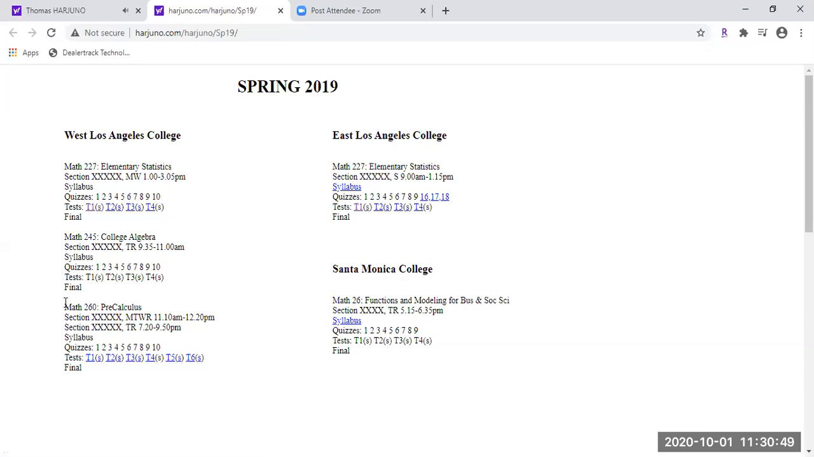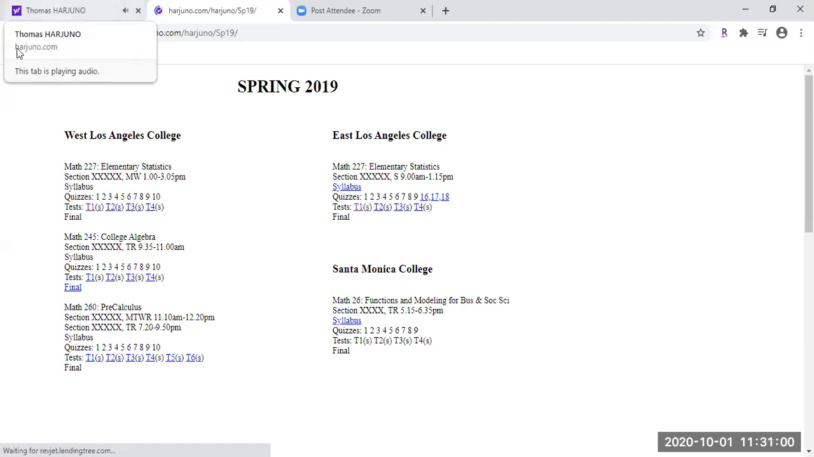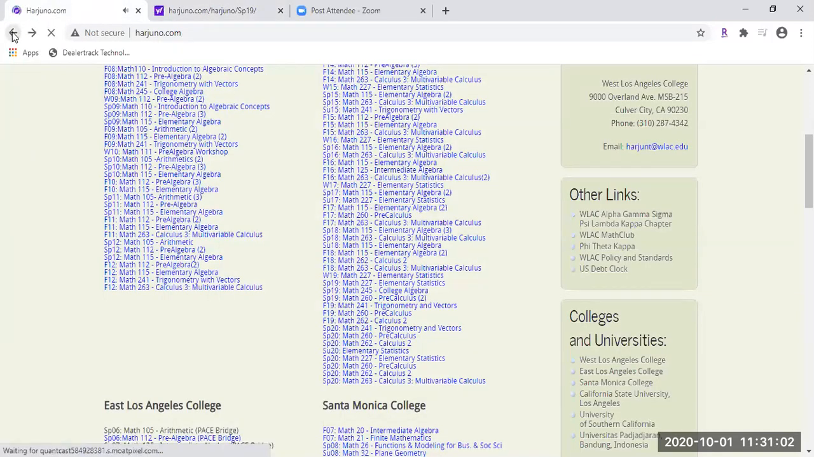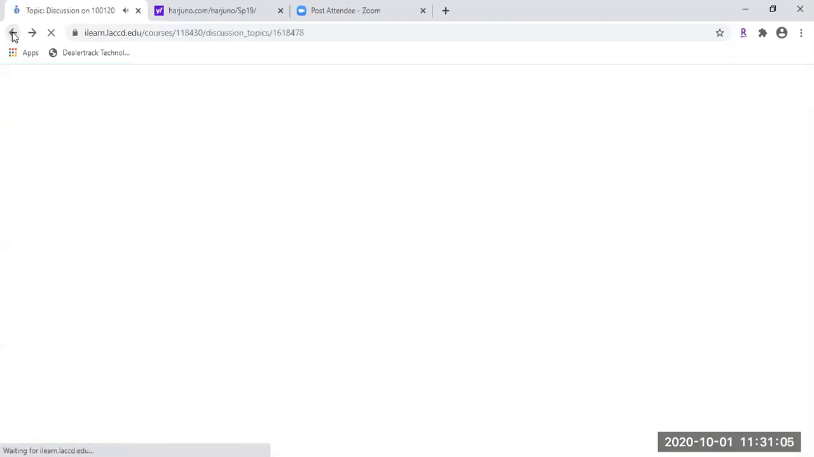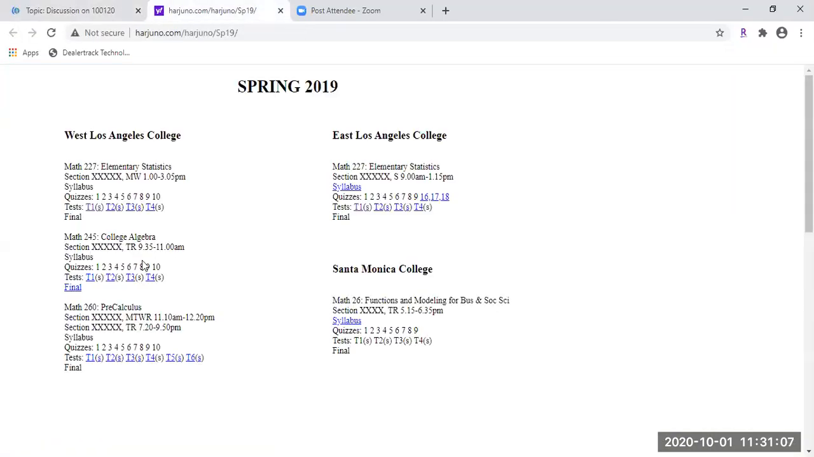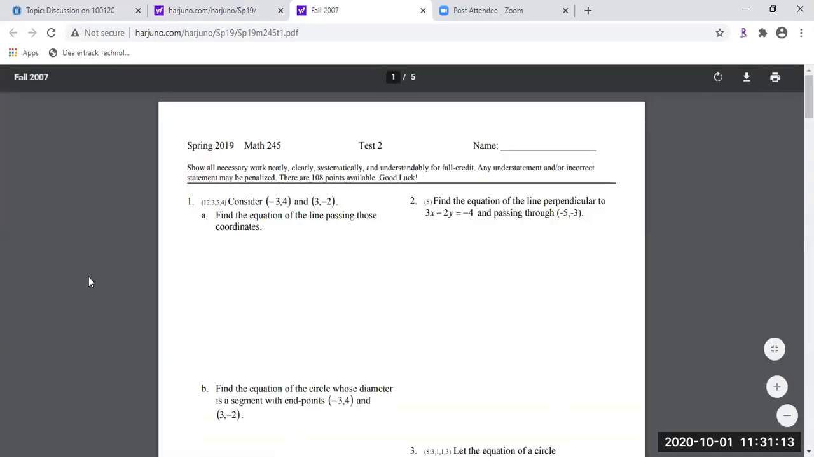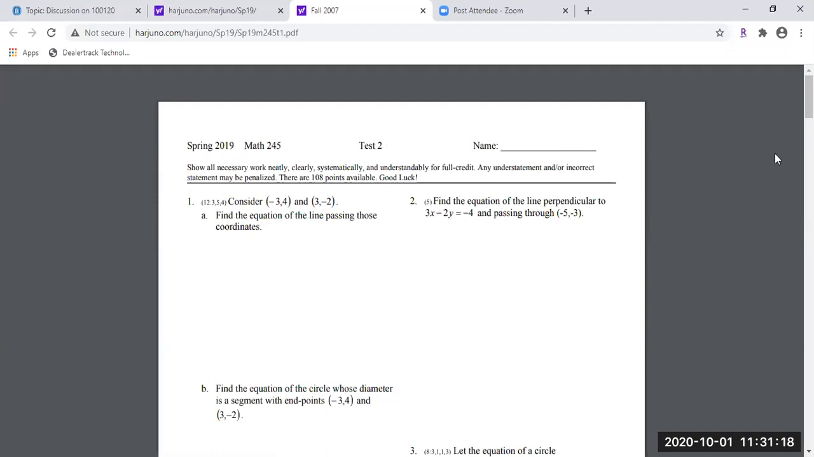Now, if you don't see any files here, what you can do is reload it, okay? Now, then let me show you the blank test. Your test one, this is supposed to be test one. This is supposed to be test one. That's a typo there. Your test one will look like this.